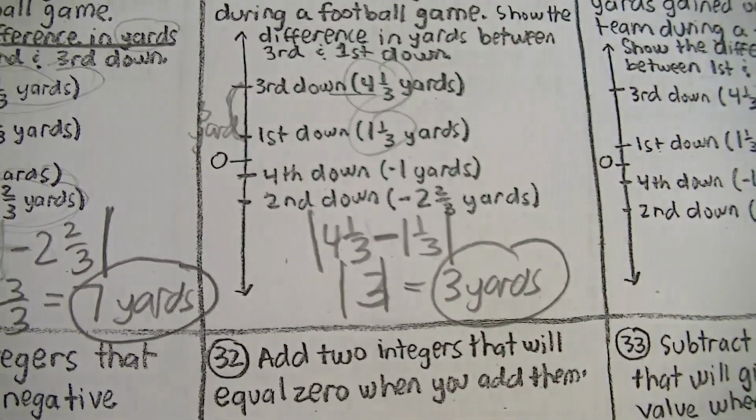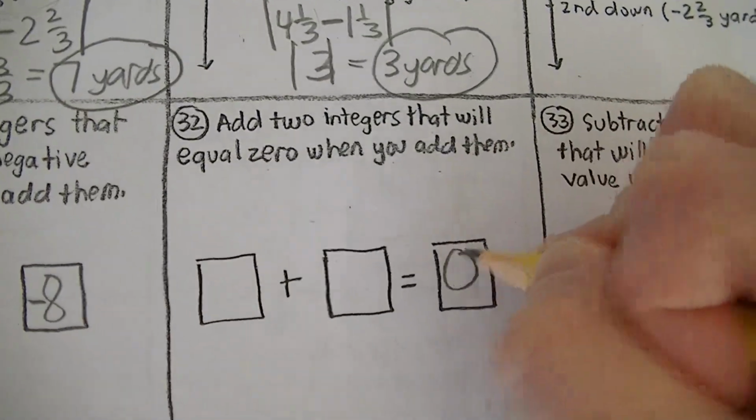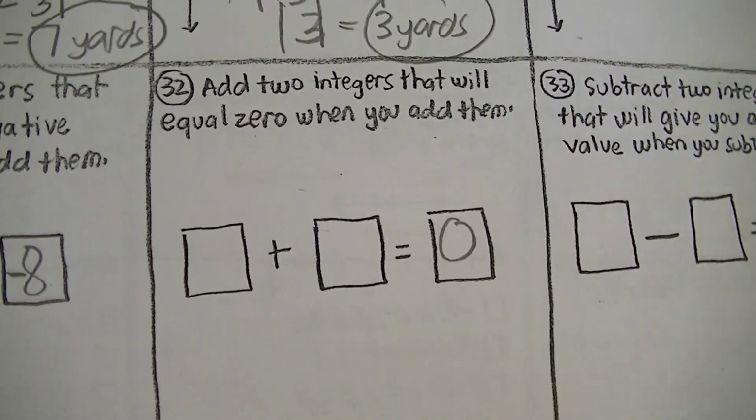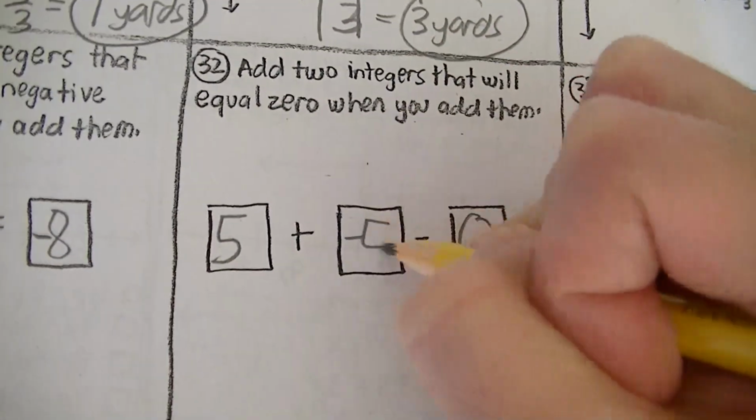Okay. 32. Add 2 integers that will equal 0 when you add them. So it's telling us they want them to equal 0. So think of your own, but I can think of just additive inverses, 5 and then negative 5.